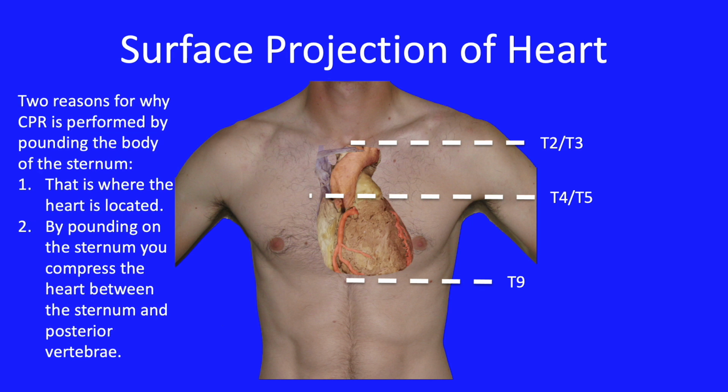And this might help you to appreciate the reasons for why CPR is performed by pounding the body of the sternum. First, that is where the heart is located. Second, by pounding on the sternum, you can compress the heart between the sternum and posterior vertebrae. But third, you try and avoid pounding on the ribs, which can crack, especially in the elderly, because the ribs have become more brittle.